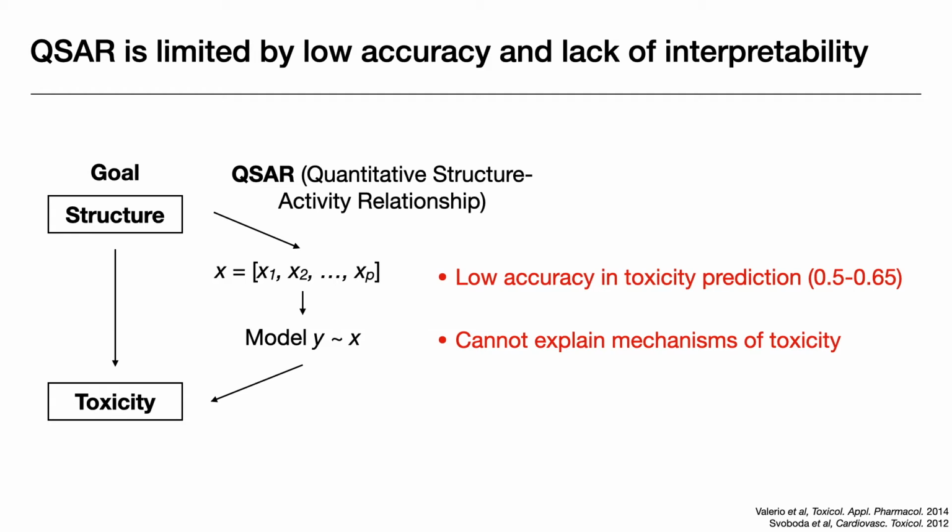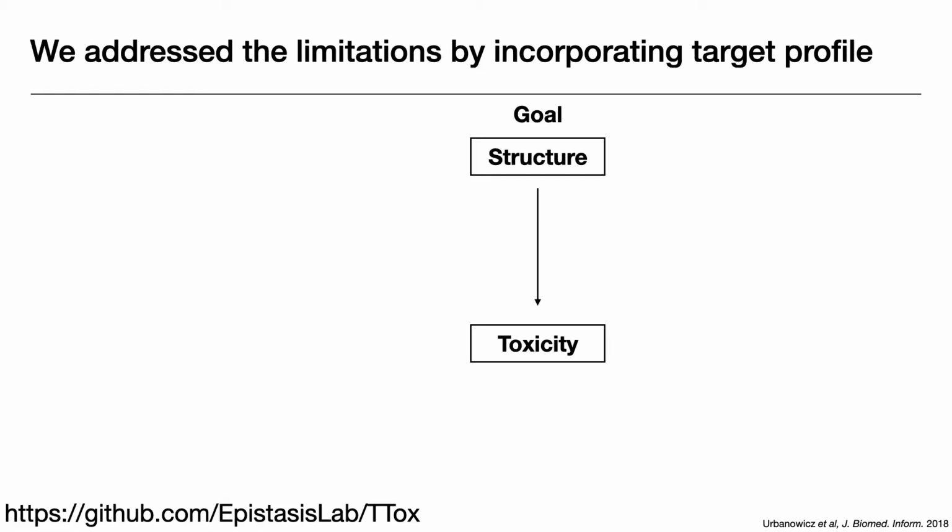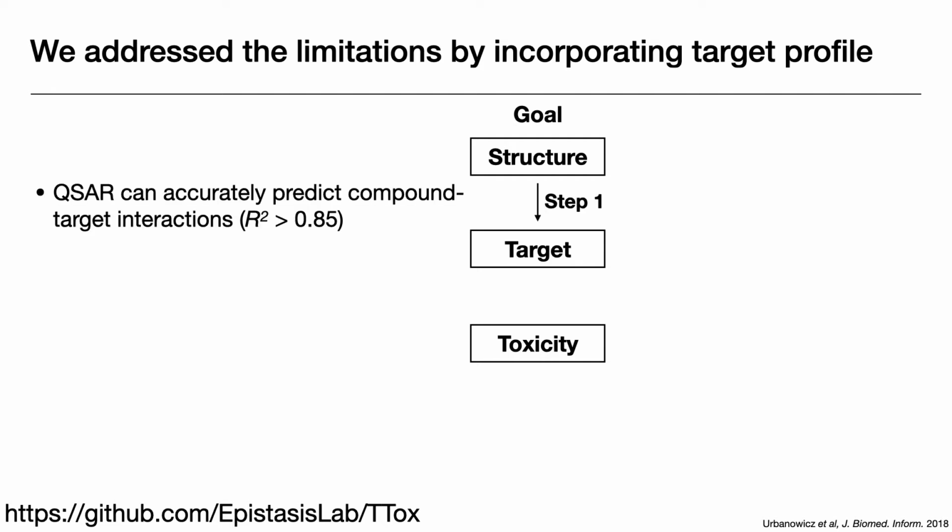which may help explain cellular mechanism of toxicity. To address the limitation, we came up with a two-step strategy. In the first step, we built QSTAR models to predict binding of compounds to their target proteins. And we can do this for hundreds of target proteins we have data for to get the target binding profile of each compound. Then relate the target binding profile to toxicity in step 2.